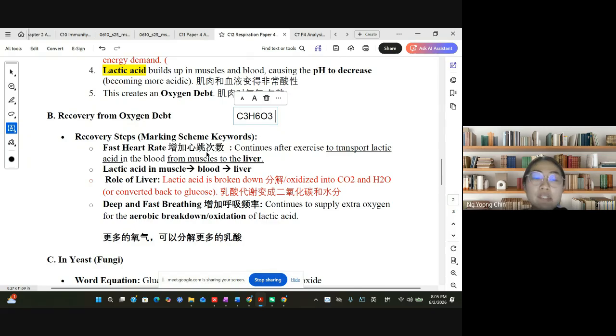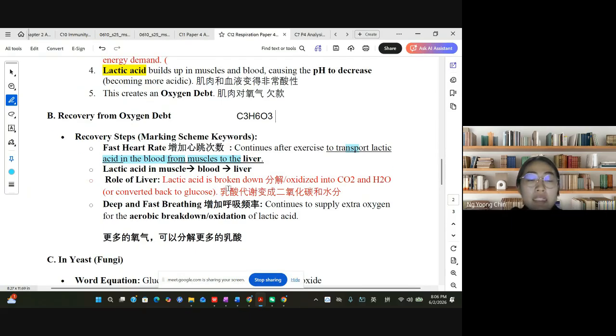That's why after you stop the exercise, you can feel your heartbeat still remains at a faster rate for a certain period. Maybe in the first hour your heartbeat still remains faster, but in the second hour your heart rate will be reducing. Why does it still beat at a higher rate once you stop exercising? Because they want to transport lactic acid in the blood from the muscle to the liver, so that the lactic acid can be oxidized in the liver.